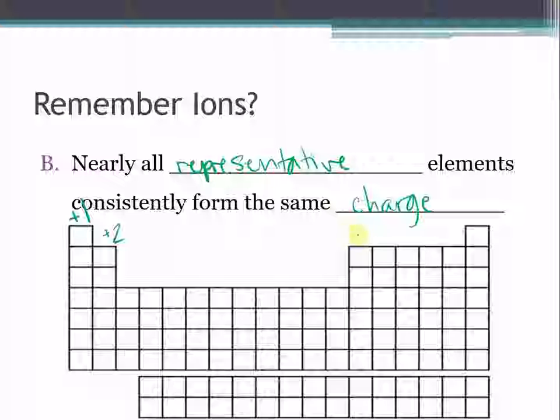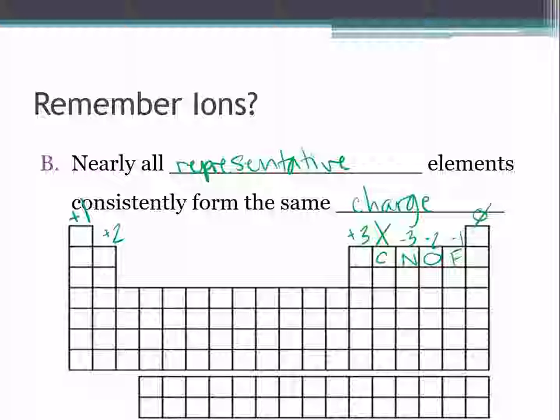Everything in group 3 forms a +3 charge. Then we kind of skip the column that starts with carbon because it does weird things. And then the column that starts with nitrogen, those are -3. The column that starts with oxygen is -2. Your halogens, which start with fluorine, are -1. And then your noble gases don't form a charge because they are happy with their number of electrons.